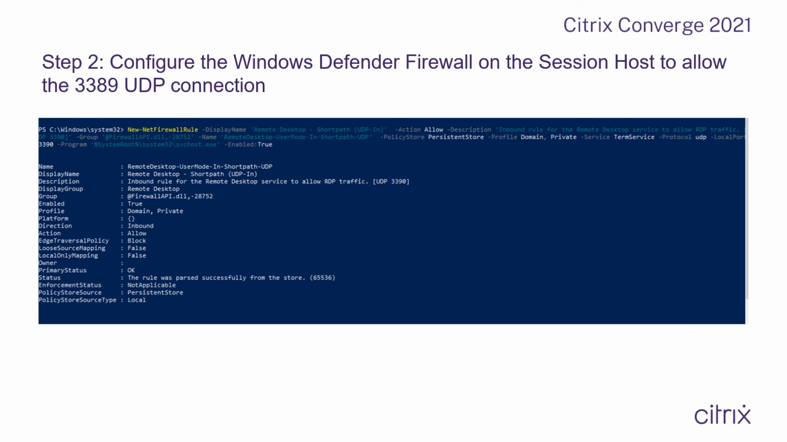In the next slide, you can see that I have run another PowerShell script which configures the Windows Defender firewall on the session host. This will allow port number 3389, which is a UDP port, for the UDP connection, and you can see it on the screen. And that's all. Your session host is ready for the UDP Shortpath traffic.